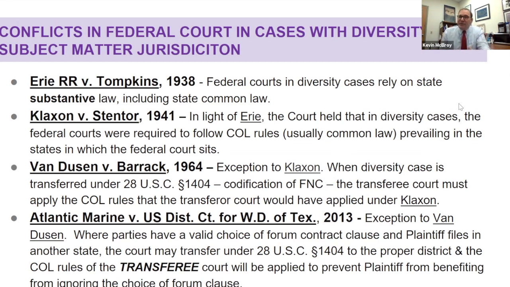And had you filed in Virginia originally, clearly under Claxton, you would be applying the choice of law rules of Virginia. So that's what we're going to do. Okay? So you can see why Van Dusen and Atlantic Marine come out differently. In Van Dusen, the plaintiff does nothing wrong, so the plaintiff doesn't lose any advantage it might have gotten from the choice of law rules where it filed the case. In Atlantic Marine, the plaintiff was circumventing the party's decision, the party's agreement.